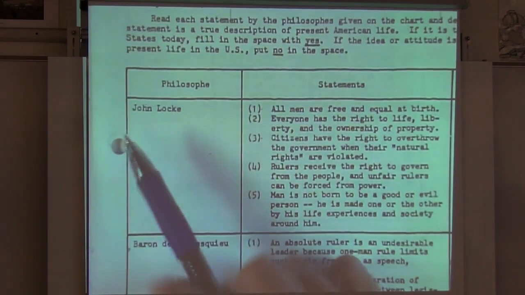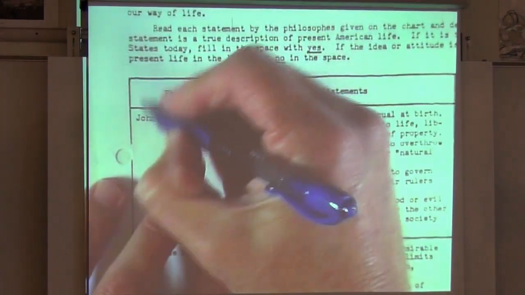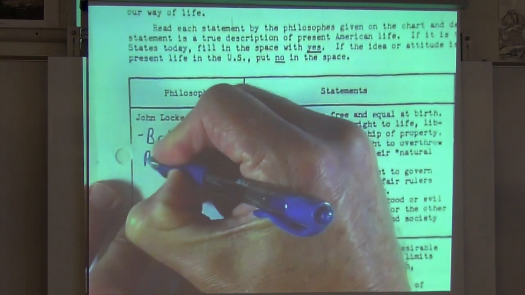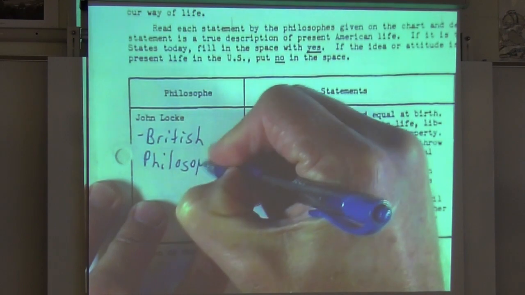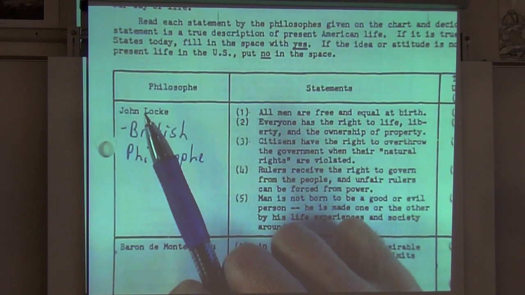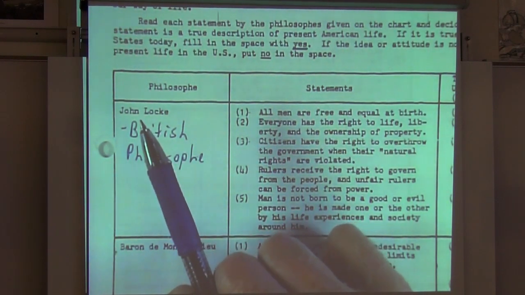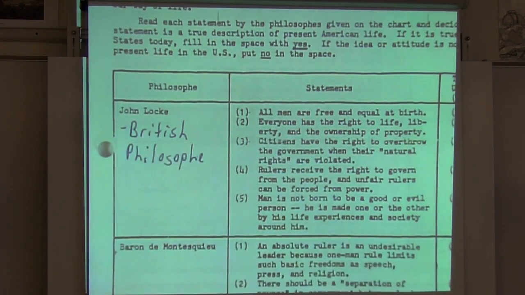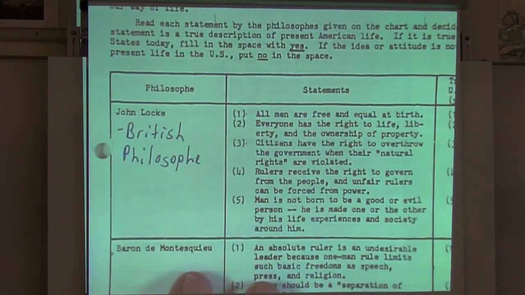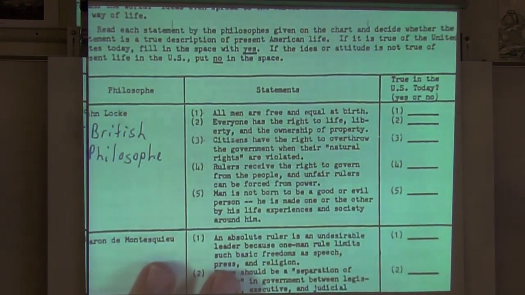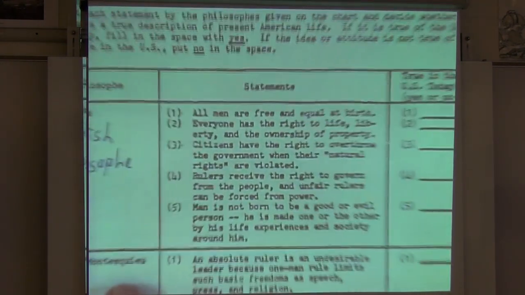And this first one is John Locke, and I'm going to make a little notation. He's the British philosopher. He's the one from Great Britain. And I want to say something about John Locke. If you study American history, you're going to discover that John Locke is one of the two people in American history that most Americans have never heard of. He is super influential. Now what you do with this whole thing is you read the statements of each person and you say yes or no, is this true in the United States today? Just put a Y or an N.